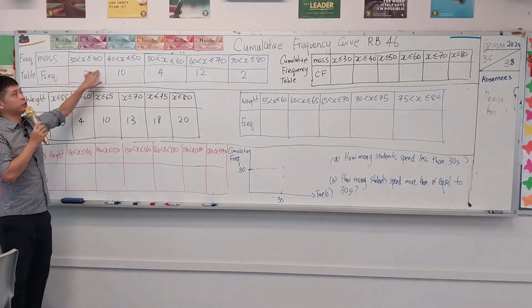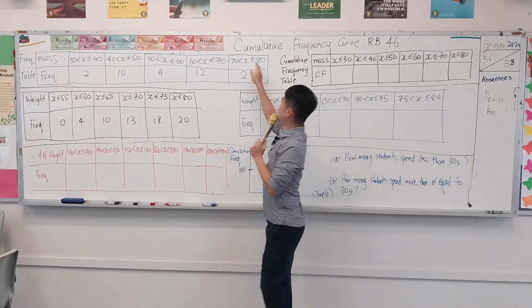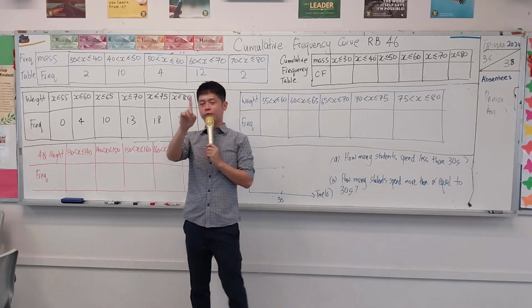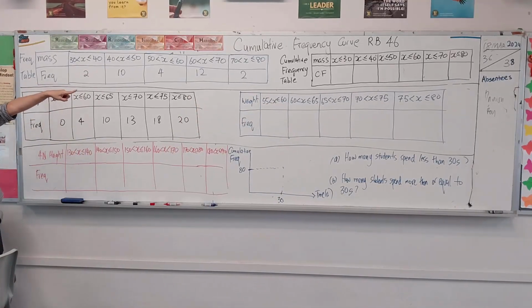Now, what is so special about the range here? Look at the inequality sign. The right one has equal or the left one has equal, but definitely one of them will have an equal sign. We are going to do something called a cumulative frequency table on the right. So how do we do it?